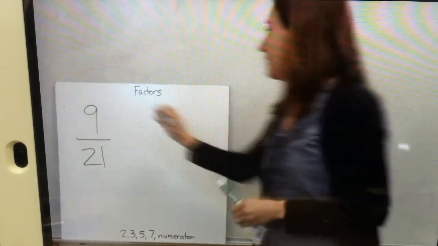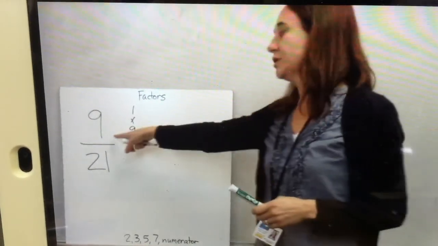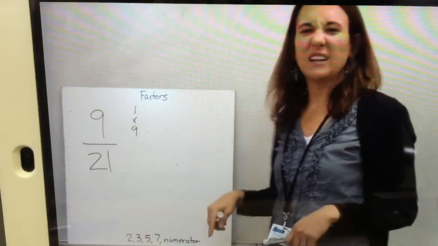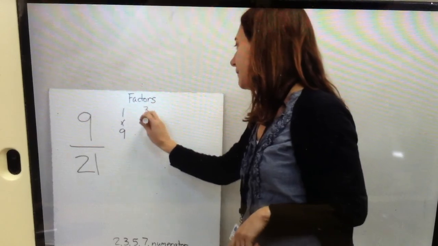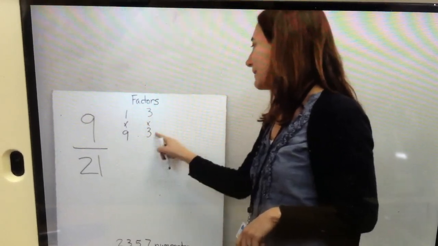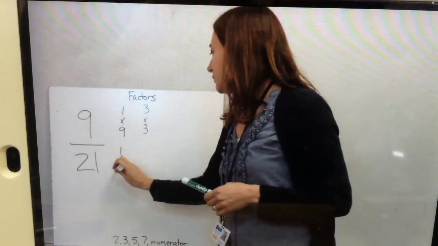So we're going to start out with 1 times 9. What about 2? Will 2 go into 9? No, it's not an even number, so it won't. What about 3? Will 3 go into 9? Yeah, 3 times 3. And we're back to the beginning, okay? What about 21? 1 times 21.